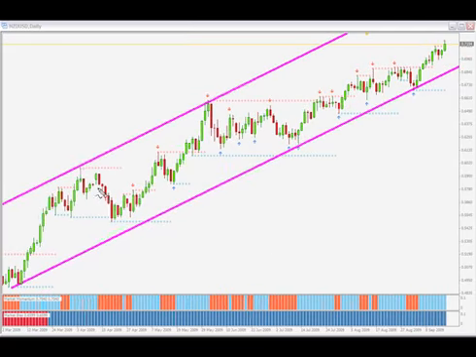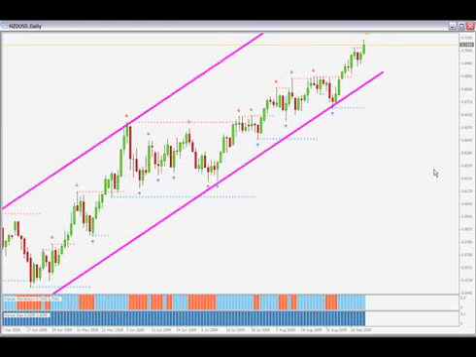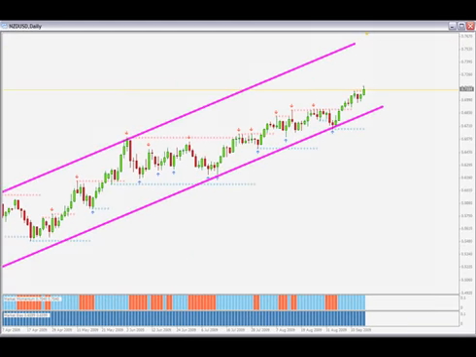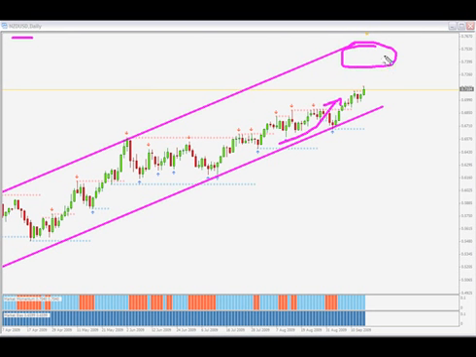Okay, that channel top worked as resistance there, it worked as resistance once again there, so obviously most of the traders looking to trade the New Zealand dollar against the American dollar are going to be focusing on this area of the chart to, if they are long, close their long positions at that area, basically placing their target profits around there.